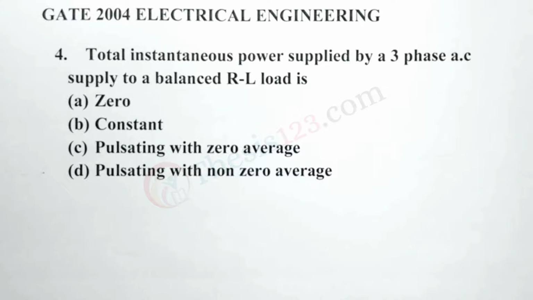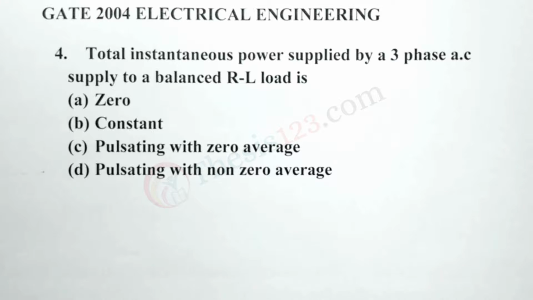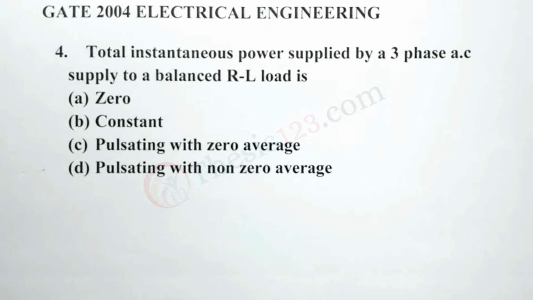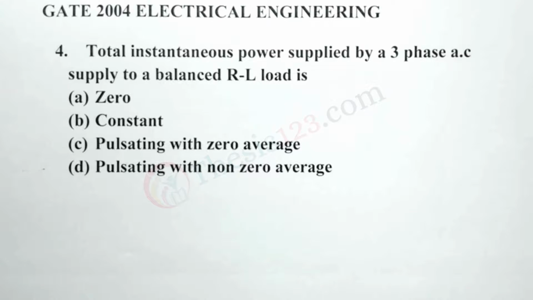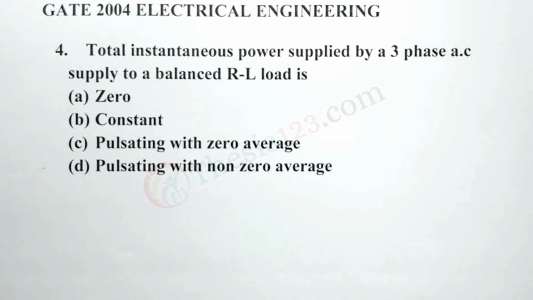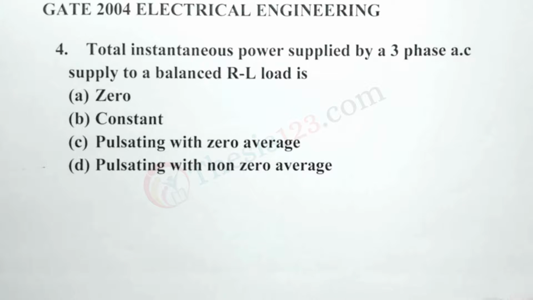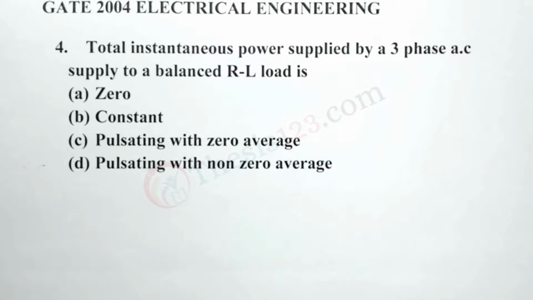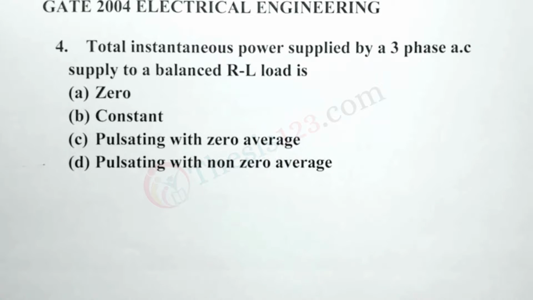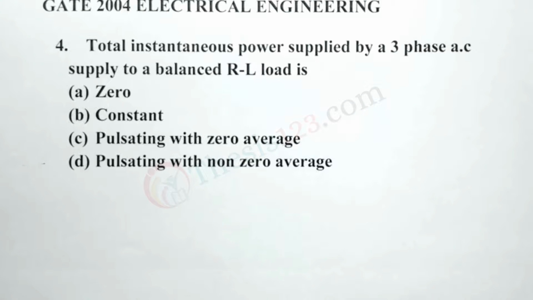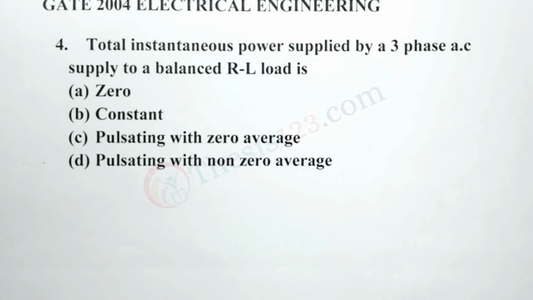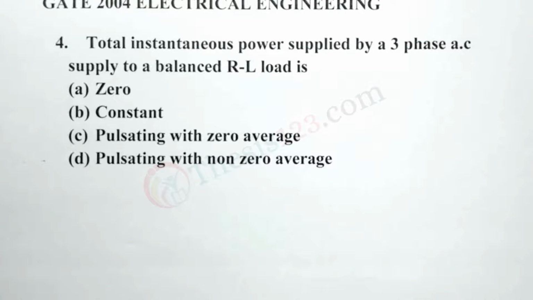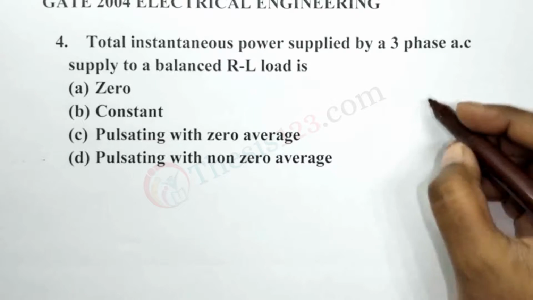Here's the next question, number 4. The total instantaneous power supplied by a three-phase AC supply to a balanced RL load is, now we have our 4 options: 0, constant, pulsating with 0 average, and pulsating with non-zero average. Now, in order to see what type of power supply is given by the balanced RL load, we will have to take into consideration our phasor diagram.